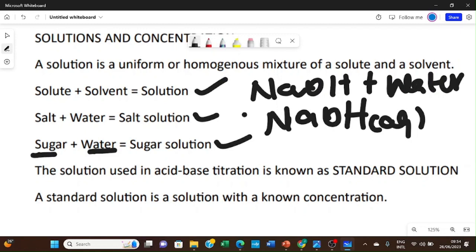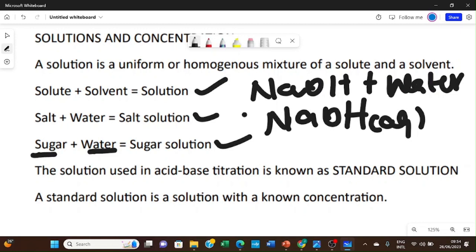Now, because we're looking at solution and concentration, what is a standard solution? A standard solution is a solution with a known concentration. A standard solution is a solution whose concentration is known. And the solution we use in acid-base titration is called standard solution. It's a solution with a known concentration.